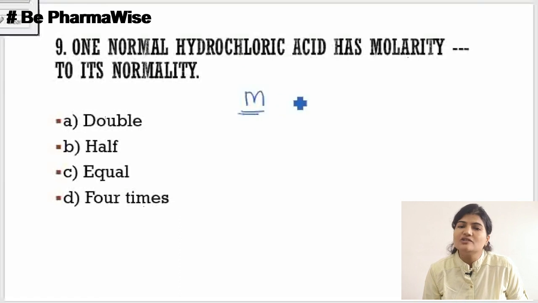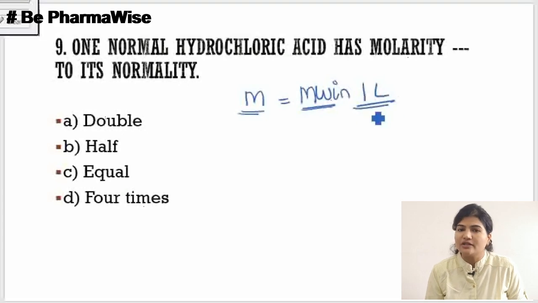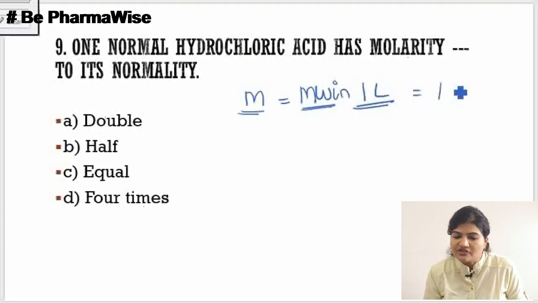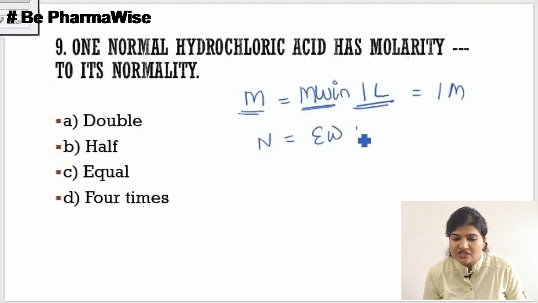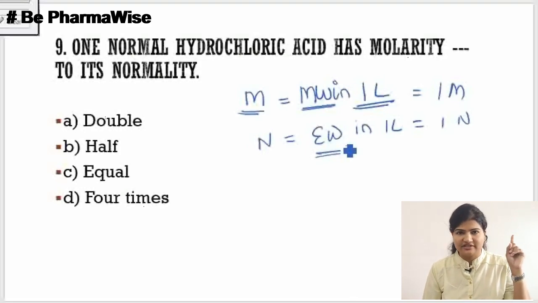What is molarity? When you dissolve the weight of substance equal to its molecular weight in 1 liter, to make 1 liter of solution, then your concentration is 1 molar. And what is normality? When you dissolve equivalent weight of substance in 1 liter, then your normality is 1 normal. Now what is equivalent weight and how to calculate the equivalent weight? A video is here, go check it out, but still I will tell you in brief.